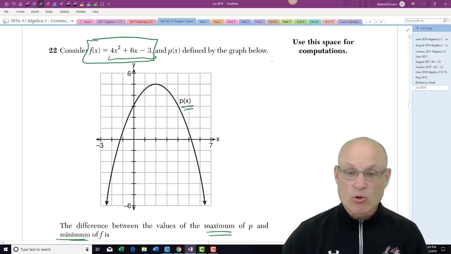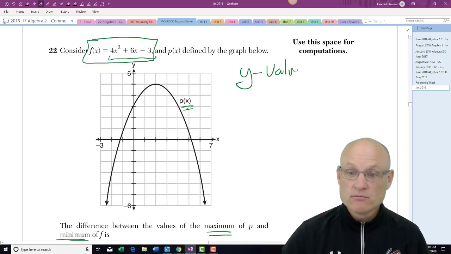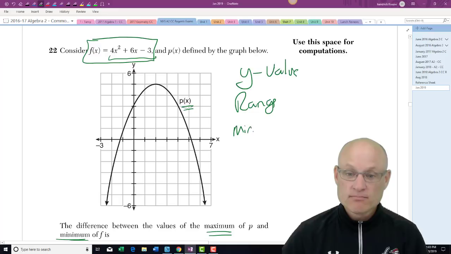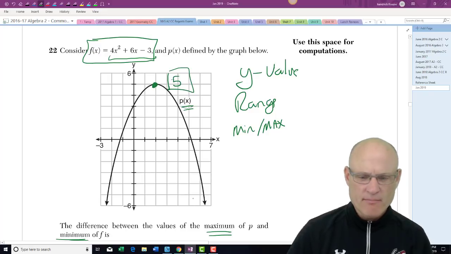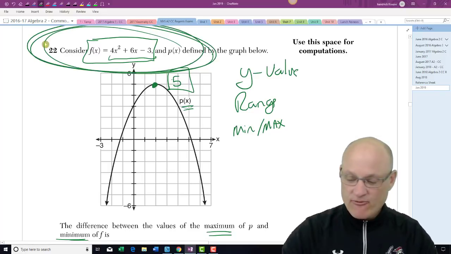Now, here's what I want to warn you about. There's only 2 times you use y values: range and min-max. So the max here is the y value, which is 5, and they wanted the maximum of p. Now what we got to do is graph this sucker and find the minimum.